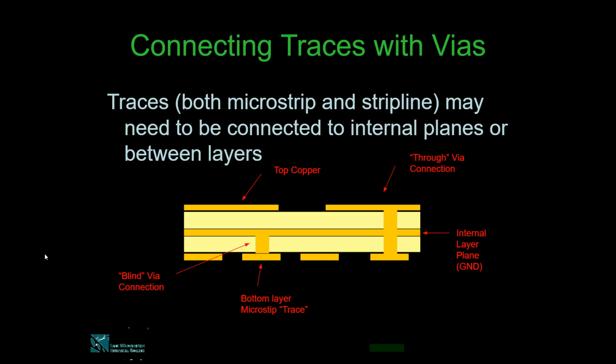Now this slide shows both microstrip and strip line, and they may need to be connected to internal planes or between layers like this. Here, the trace sizes must be chosen based on the current required in the circuit. Note that these are rule of thumb type equations. Specific material and other design factors such as operating temperature will affect the result.